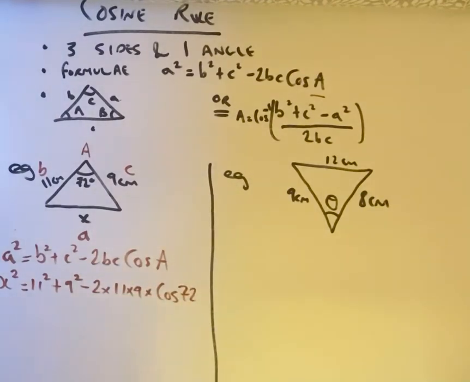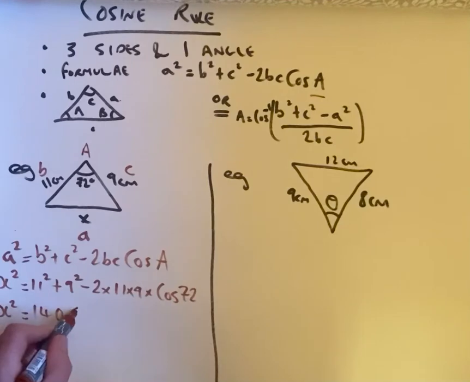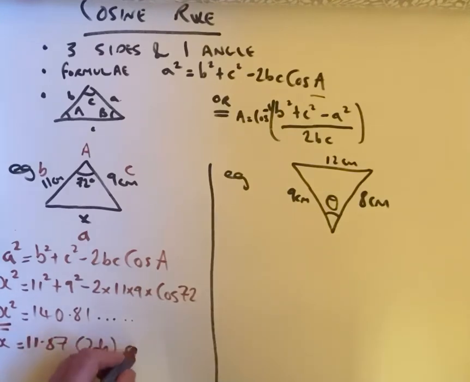Calculator time now, so I'm just going to substitute all of that into my calculator. And that gives me x squared is 140.81. Now you keep the answer in your calculator, because at the moment we've got x squared and we're trying to find the length x. So we use the square root of our answer and we get 11.87 to 2 decimal places, centimetres.